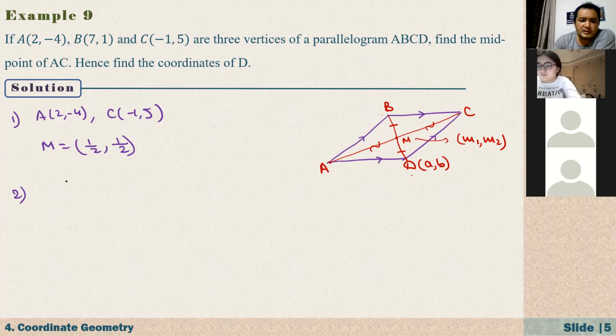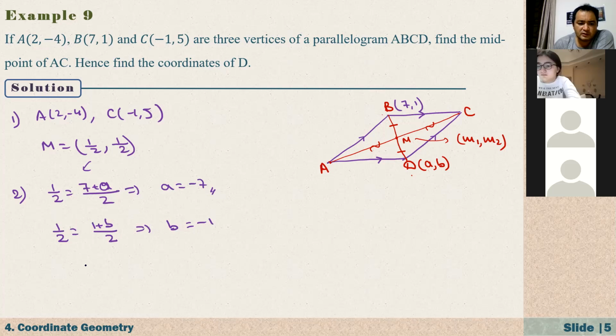That's the first part. The second part says hence find the coordinates of D. And how do you find the coordinates of D? At the same time, this M is the midpoint of BD, right? And the coordinates of B are (7, 1). So this 1/2 should be equal to (7 + a)/2. From here, if you multiply both sides by 2, a equals -7. At the same time, 1/2 equals (1 + b)/2, so from here b is equal to -1. So the coordinates of D are (-7, -1). Okay, all right.